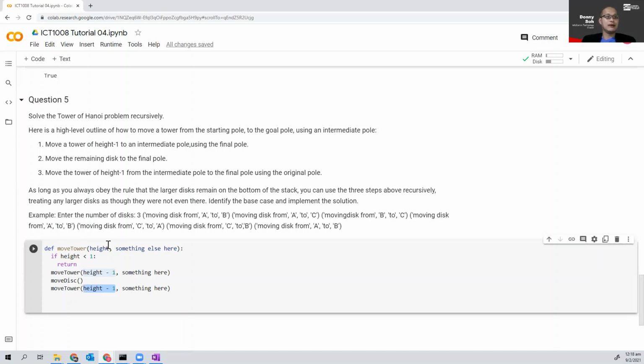So let's say we have an intermediate pole, we have the final pole, we also have the original pole. Okay, these 3 terms are not as intuitive, so I'm going to rename them from pole, to pole and with pole. So these 3 are a little bit more intuitive. So the first thing we do is our from pole.